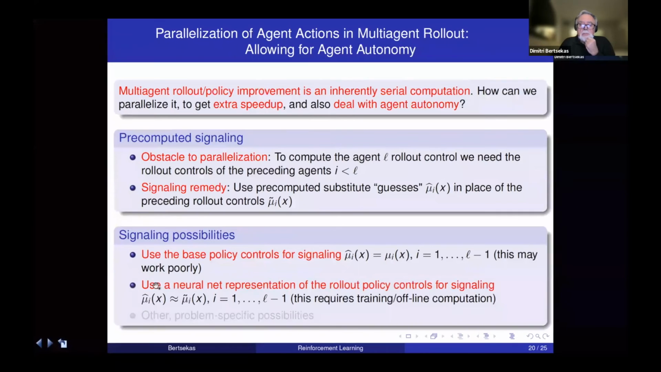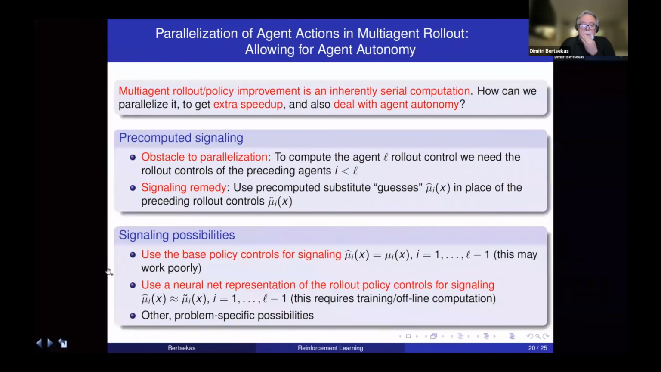Another possibility is to do some pre-computation and train a neural network to emulate approximately the rollout policy controls and use the output of the neural network, thereby obviating the need for serial computation. The agents do not wait to hear from other agents. They simply use the neural network output, which has been trained offline. And there are also other possibilities that are problem specific.